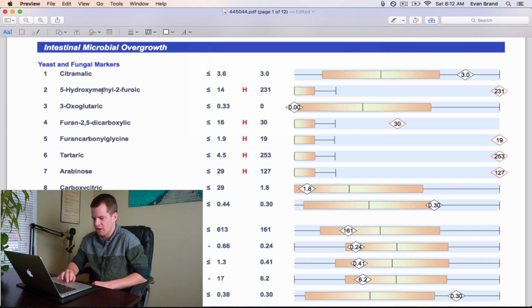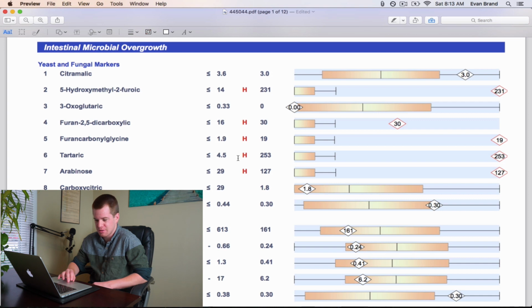So if we look here at the top, number 2, starting with this 5-hydroxymethyl-2-furoic acid. Anything greater than 14 I'm concerned about, because that tells me that there's some type of fungal overgrowth in the gut. So we're at 231. This is just off the charts. Now let's look at these others here. We got number 4 and 5 as well. These furan markers, these are also relatively high. Anything over 1.9 here, we're at a 19. So this is a major fungal overgrowth.